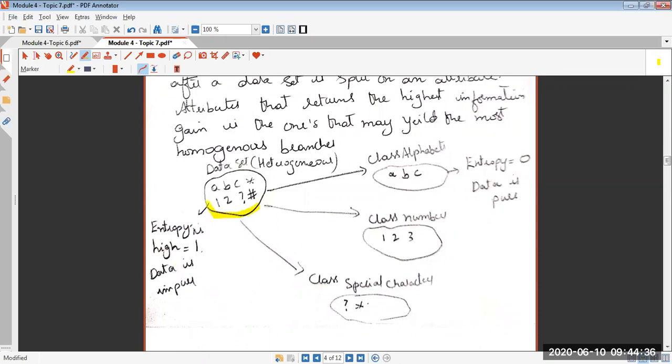Okay, just see. What is there inside the data set? Do you have only one type of data? No. That is what I was talking about, the heterogeneous nature of the data. If you just do a simple analysis, you can see in this data set, we have different data types, like alphabets, A, B, C. You have special characters like star, question mark, and also we have numbers like 1, 2, 3. Okay, so this is a heterogeneous data set.